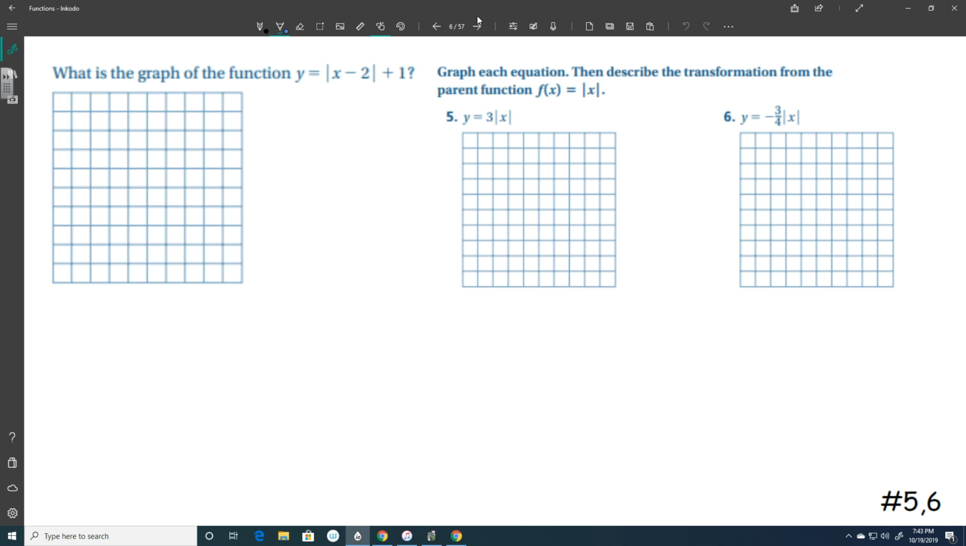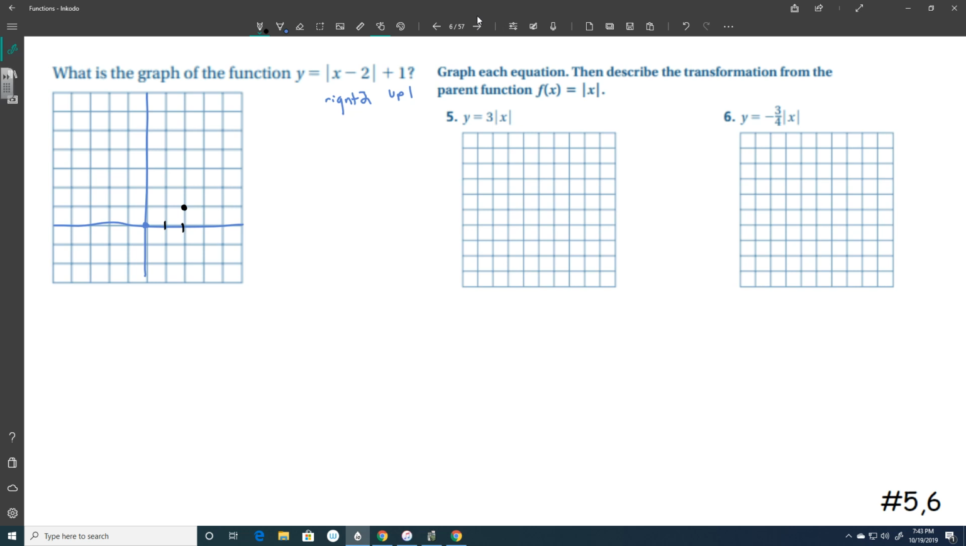So first of all, I have a minus 2 on the inside of my absolute value. So that means it's going to shift to the right 2 places. And I have a plus 1 on the outside of the absolute value, which means it's going to shift up 1. So instead of starting at 0, 0, like I normally would, normally I'd start right here at 0, 0, but I'm not going to. I'm going to shift over 2 and up 1. So I've got to go over 2 and up 1.